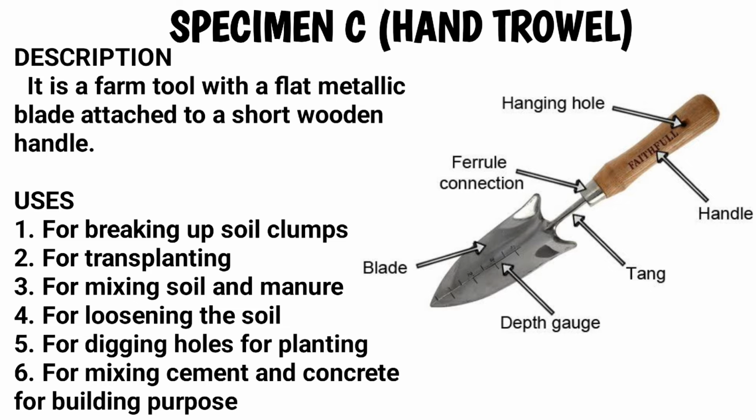So we move on to specimen C, which is the hand trowel. So when asked to describe, the hand trowel is a farm tool with a flat metallic blade attached to a short wooden handle.